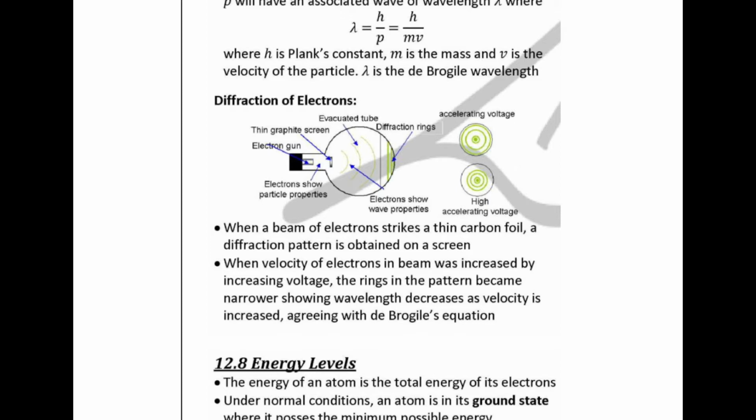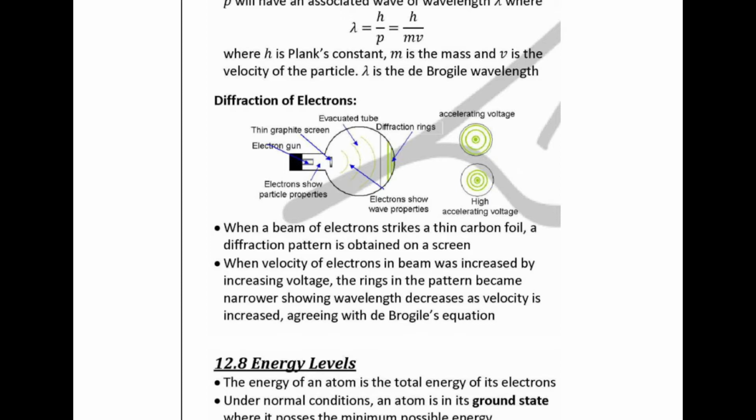The middle part will reach the end first, and this one will reach here later. So it's something like that. And the front view is like this. The difference between these two is the voltage. If you use high voltage, the circle is smaller. If you use lower voltage, the circle is bigger.